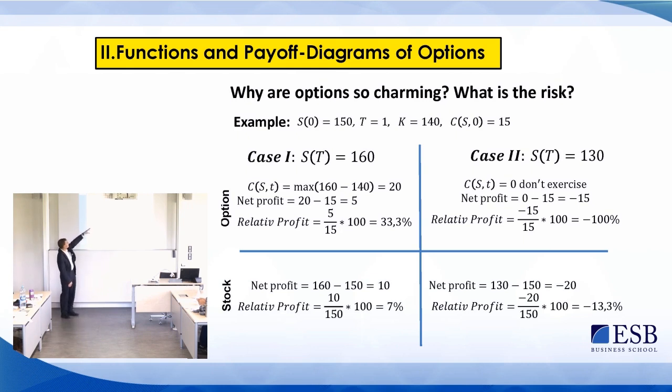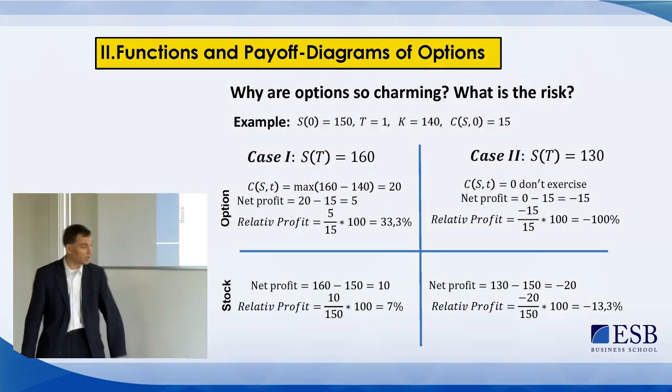The strike price of my option is 140. That is specified in my contract if I buy an option: strike price and the time to maturity. And the cost of this option today at time 0 is 15. You can say euros or dollars.